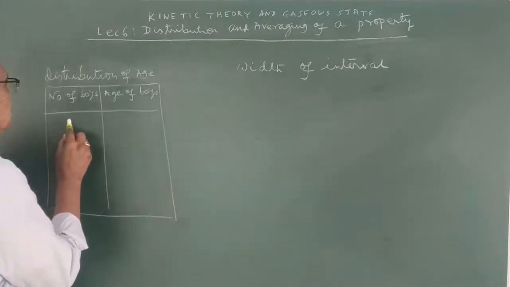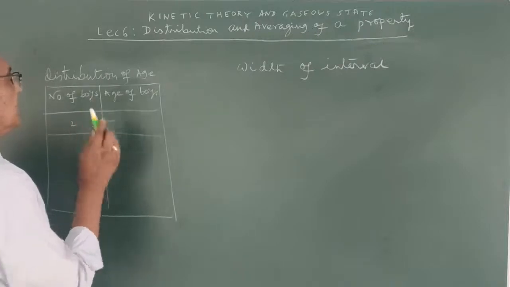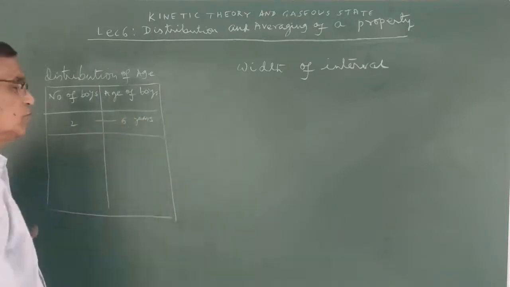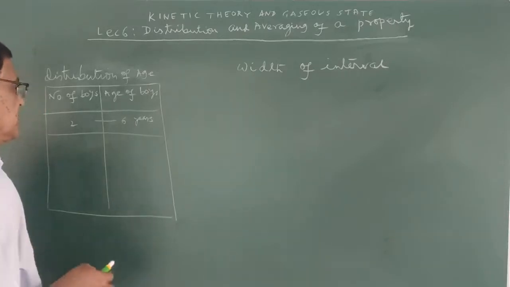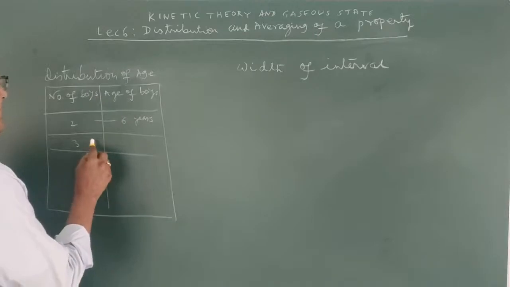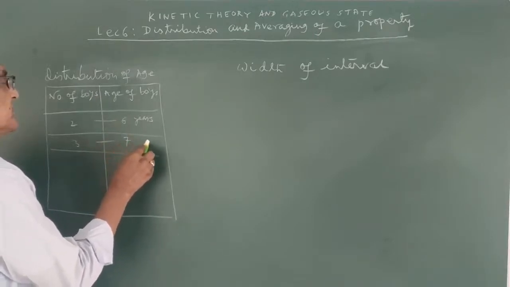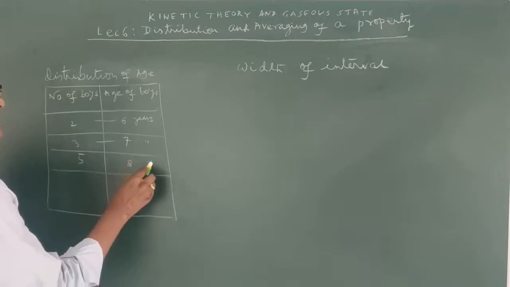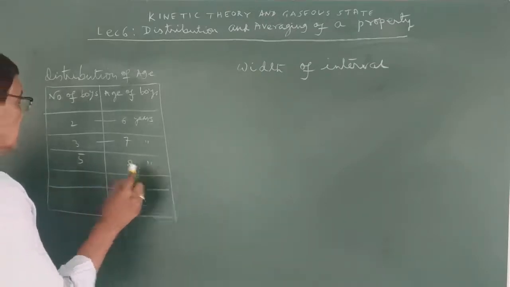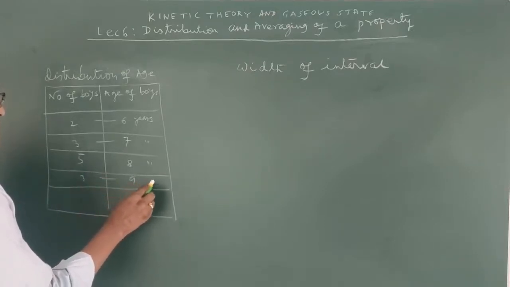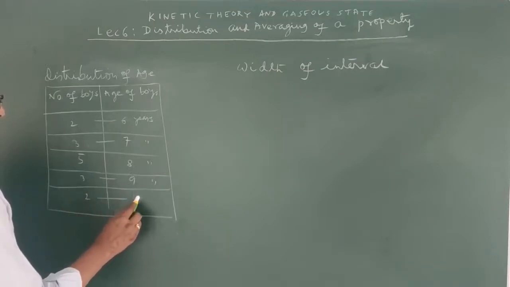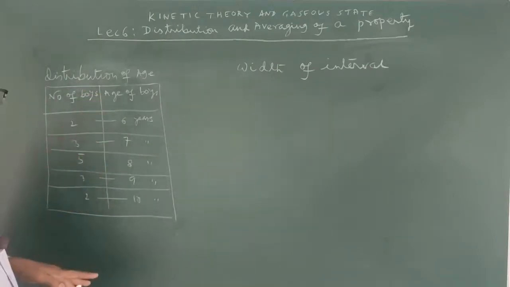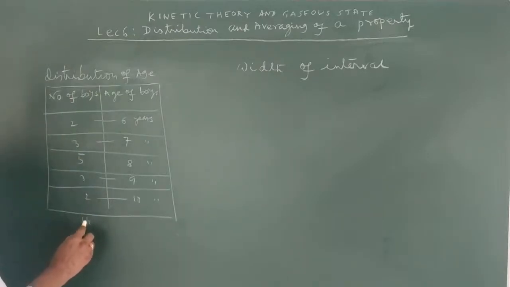So here, suppose you have two boys, each of them having the age 6 years, and 3 boys having the age, say, 7 years, and say 5 boys having the age 8 years, and say 3 boys having the age 9 years, and 2 boys having the age 10 years. So this is the age distribution of these boys, and the total number of boys is 15.